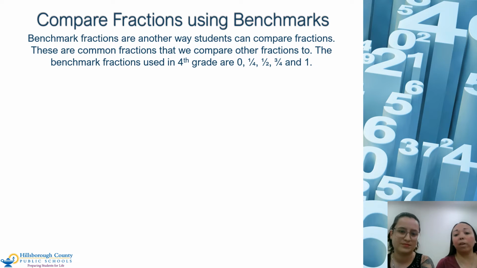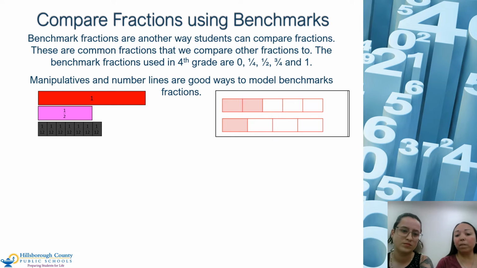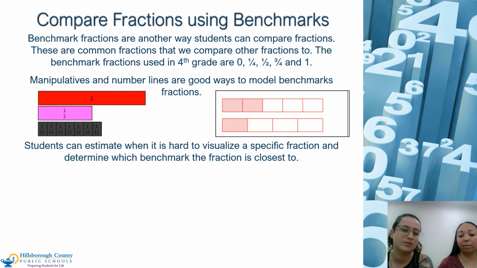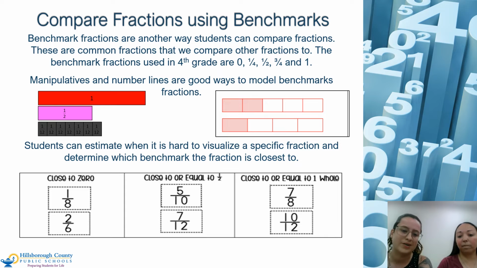Benchmark fractions are another way that students can compare fractions. These are common fractions that we can compare fractions to. The benchmark fractions that we will use in 4th grade are 0, 1/4, 1/2, 3/4, and 1 whole. Manipulatives and number lines are another good way to model these benchmark fractions. We can see in the first model, they're using 1/2 as their benchmark, and you can see in the second model that 1/4 would be their benchmark. Right, and as students begin to think about fractions abstractly, they can determine which benchmark the fraction is closest to. So if we look at some of these examples, I know that 7/12 is going to be greater than 1/2 because I know 6/12 is equal to 1/2.